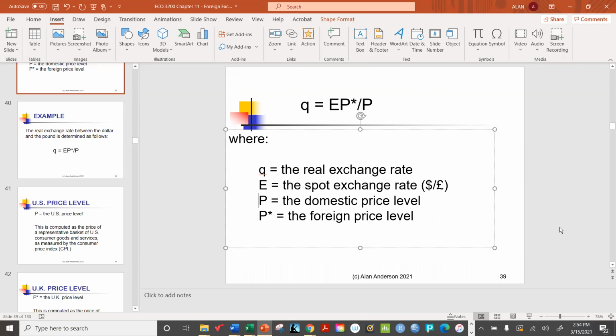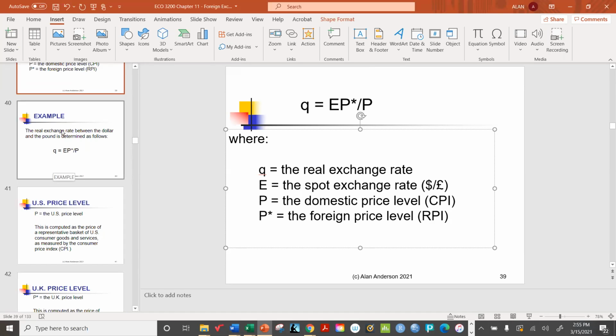And by the way, every country has their own version of the CPI. It's not just the US and the UK. If you wanted to calculate the real exchange rate, let's say between the dollar and the yen, you would go through the same thing. You would look at the US price level, the CPI, and then you would look at the Japanese equivalent of that, which I don't know the name of, but all countries have some version of this. And you would be able to use that to convert it into the real exchange rate.